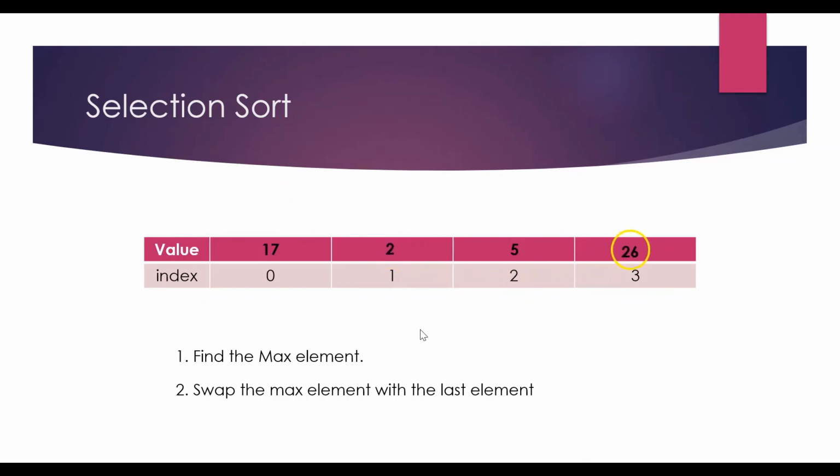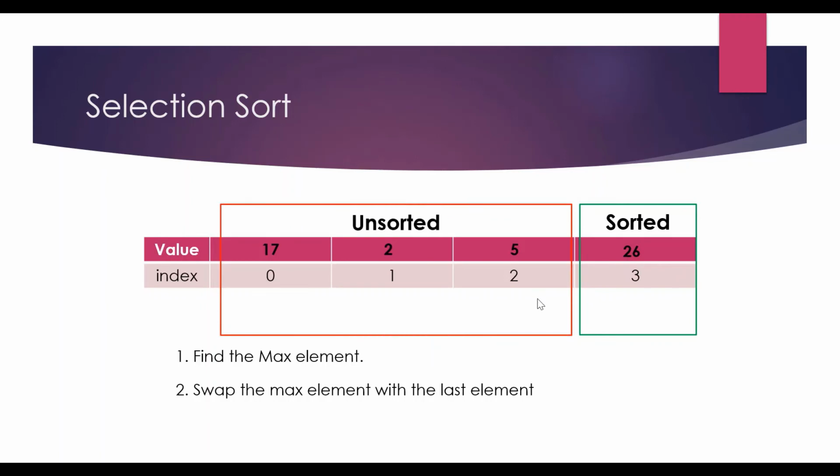So if we swap them, we have 26 at the end, and 2 is going back to index 1, which is the place we had the maximum element before. Once we are done with this step, that means we have this part of the array sorted. The last element now is in place. The last element is the maximum element, and we have the remaining elements as unsorted. So since we have this part as sorted, we do not need to worry about it anymore.